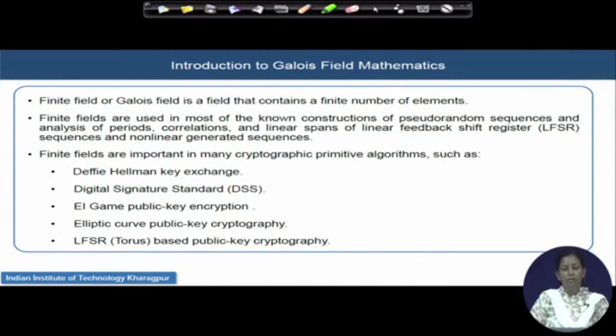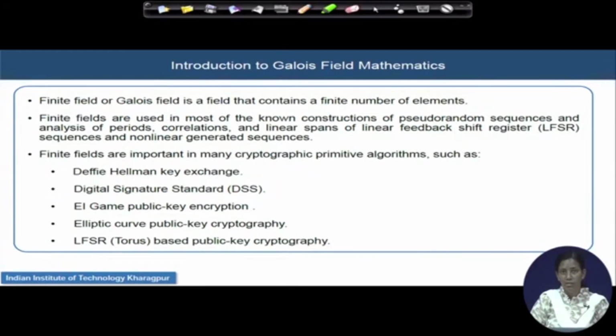A Galois field is a finite field where all the elements of that field are finite numbers. These finite fields are basically used for code analysis, analysis of periods, autocorrelation, cross correlation, generation of PN random sequences, and also the linear feedback shift register architecture and nonlinear sequences.